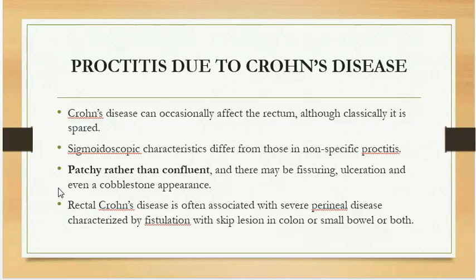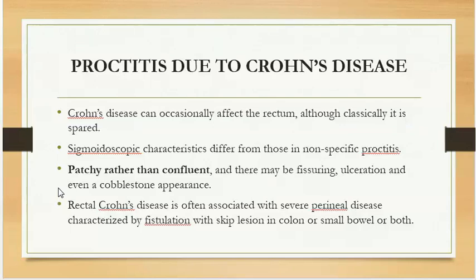The inflammatory process tends to be patchy rather than confluent, and there may be fissuring, ulceration, or even a cobblestone appearance, which is typical of Crohn's disease. Rectal Crohn's disease is often associated with severe perineal disease characterized by fistulation.